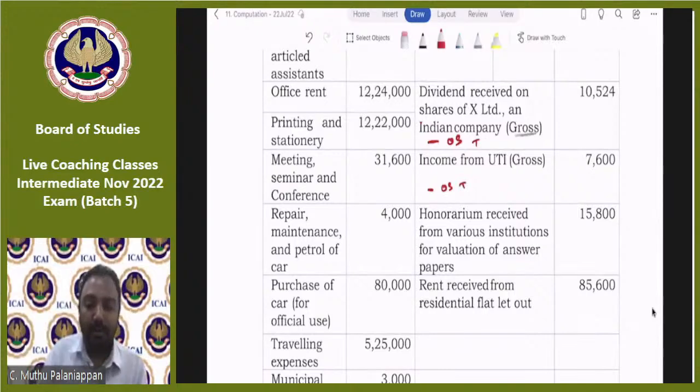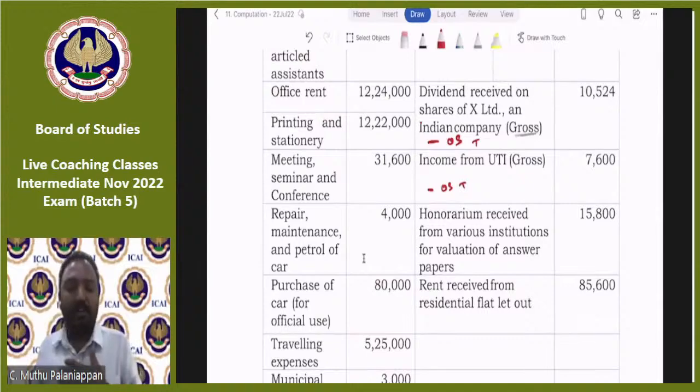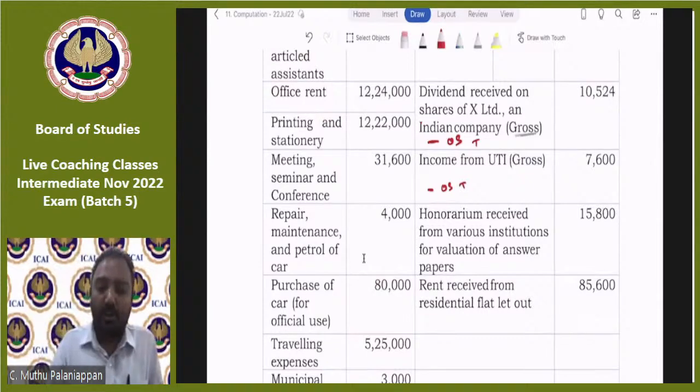With respect to the honorarium relating to valuation of question papers, the honorarium that you have received, whatever you received, 15,800, is it business income or not? It is only for the various institutions that you're talking about.